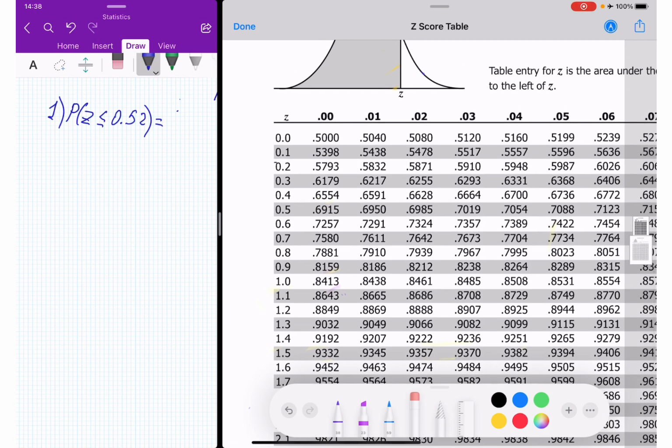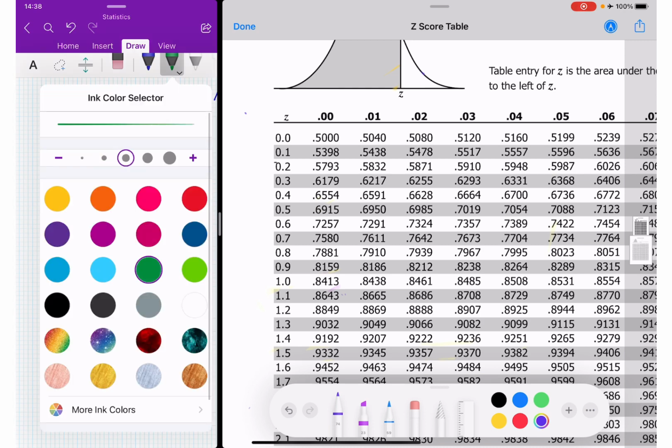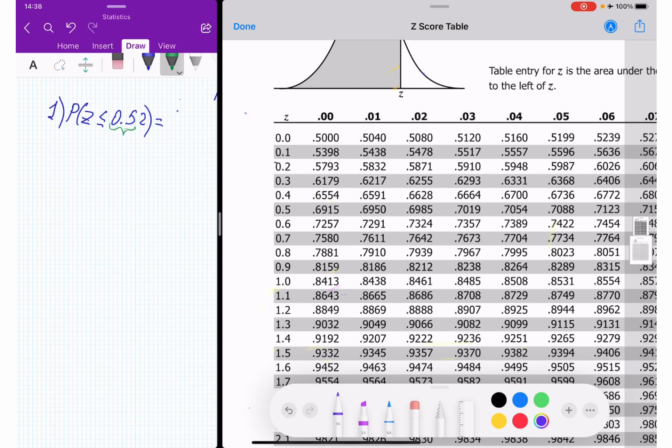So how am I going to figure out where z-score 0.52 is located? I'm going to split it into the whole number with the first decimal, which is located in this column, and the second decimal, which is located in this first row. So let's see, 0.5, where is it? Here is my 0.5, right? And then 2 in the position 0.02, here it is.